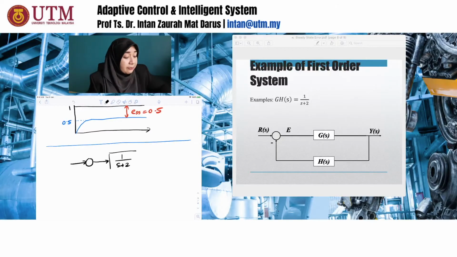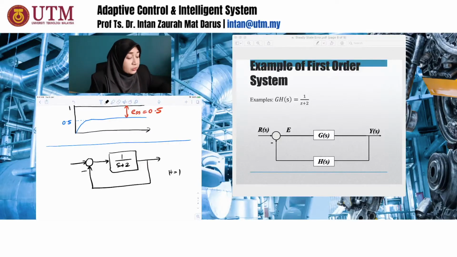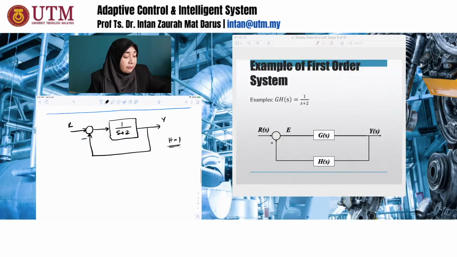But now instead of open loop, I'm going to close loop with a negative feedback. And that feedback H here, the value of H is equal to 1. I don't have any transfer function there, so it means the transfer function H is equal to 1 for the feedback. The input is still R, the output is Y, and I'm going to use a unity step input, so my R is 1 over s. I'm going to measure the steady state error.